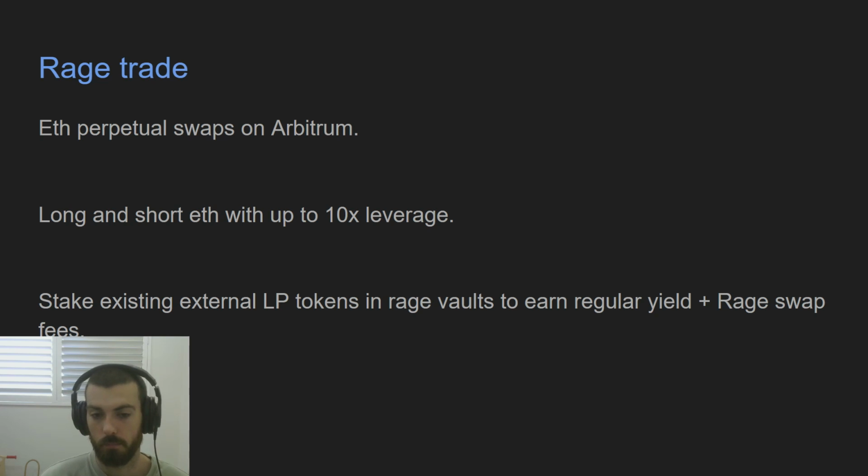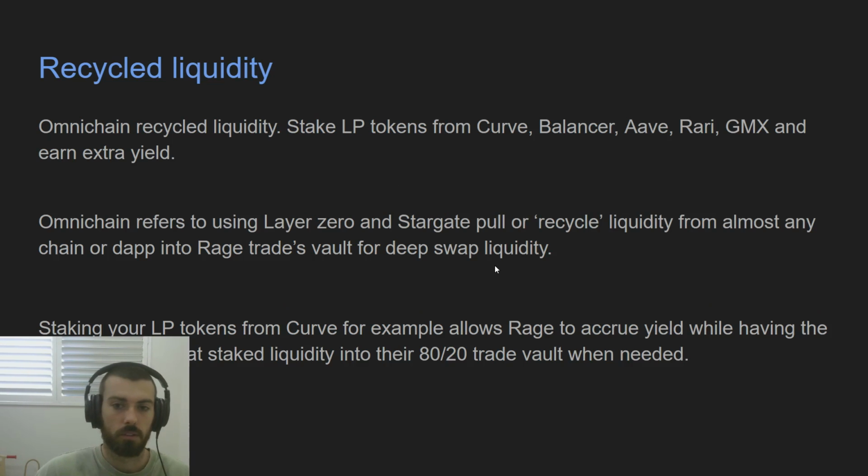So LP tokens as in from Balancer and Curve and all this type of thing. Yeah, so you recycle your liquidity. They've got this thing that they call omni-chain recycle liquidity. So it's staking your LP tokens from Aave, any other market makers or money market, sorry. And it can be on any other chain as well. So with Layer 0 and Stargate, they can pull liquidity from any EVM, and I believe any non-EVM as well, potentially. But basically, you can just pull any LP token from anywhere and just get some sweet, deep liquidity.